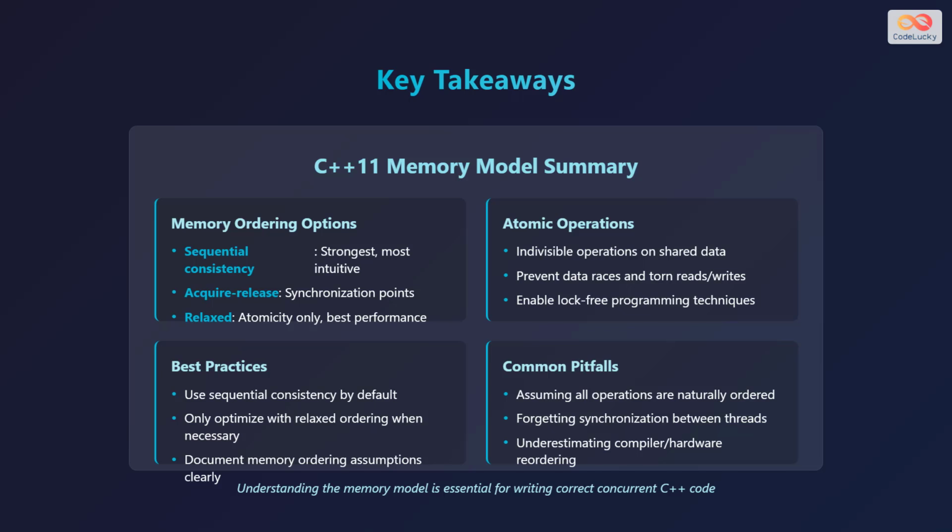When it comes to best practices, it's recommended to use sequential consistency by default, only optimize with relaxed ordering when necessary, and document memory ordering assumptions clearly. Common pitfalls include assuming all operations are naturally ordered, forgetting synchronization between threads, and underestimating compiler or hardware reordering. Understanding the memory model is essential for writing correct concurrent C++ code.